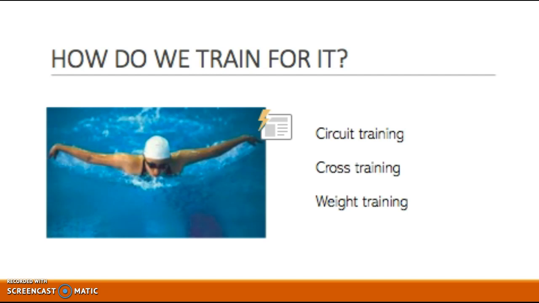Another type of training is weight training. This is when you use weights to provide resistance to the muscles. It improves muscular strength. So you would have a high weight and low reps. Muscular endurance, low weight, high reps. And power, medium weight, and reps performed quickly.